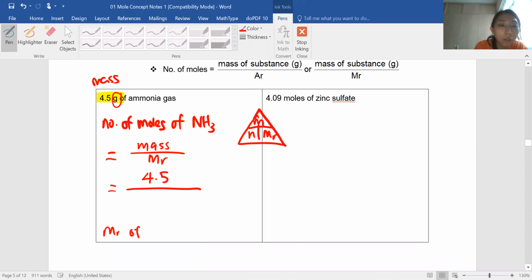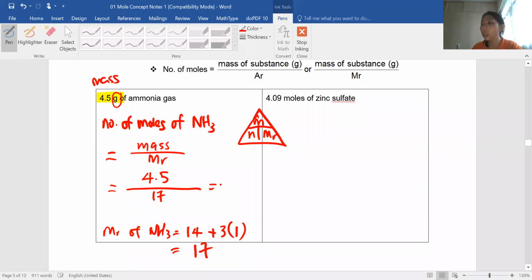MR of ammonia. Nitrogen is 14 from the periodic table. Hydrogen is 1. How many hydrogen do I have? I have 3. So 3 times 1, and when I add that up, it equals 17. Let me plug it into the formula here: 4.5 over 17. Let's punch it into our calculator now.